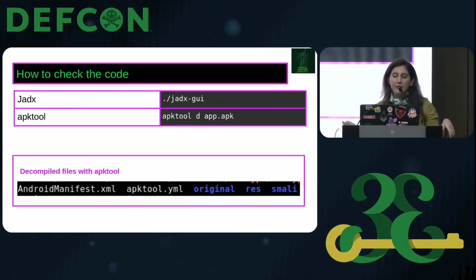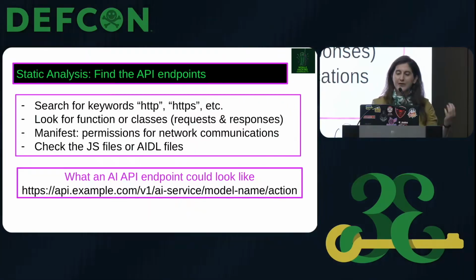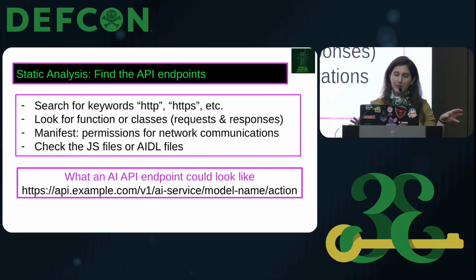For APKTool, you can also use this command, and it will output everything in a folder with the name of your app, and you will get files and folders similar to what you see on the screen. Once you have the source code, you can search for keywords such as HTTP and HTTPS to identify API endpoints. Additionally, you can look for functions or classes that handle network requests and responses.